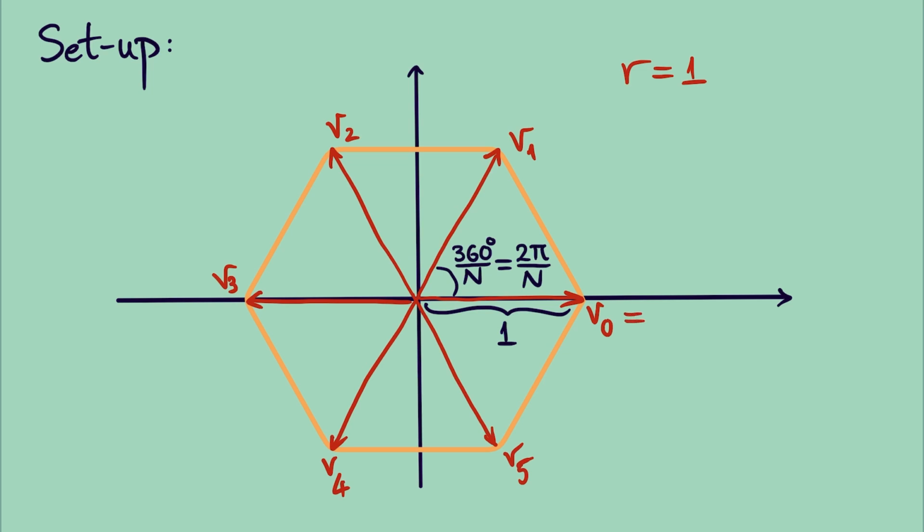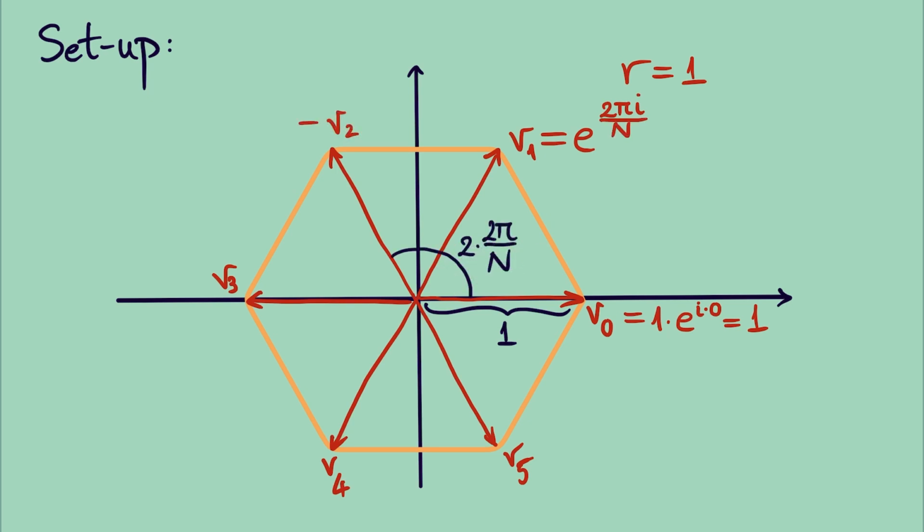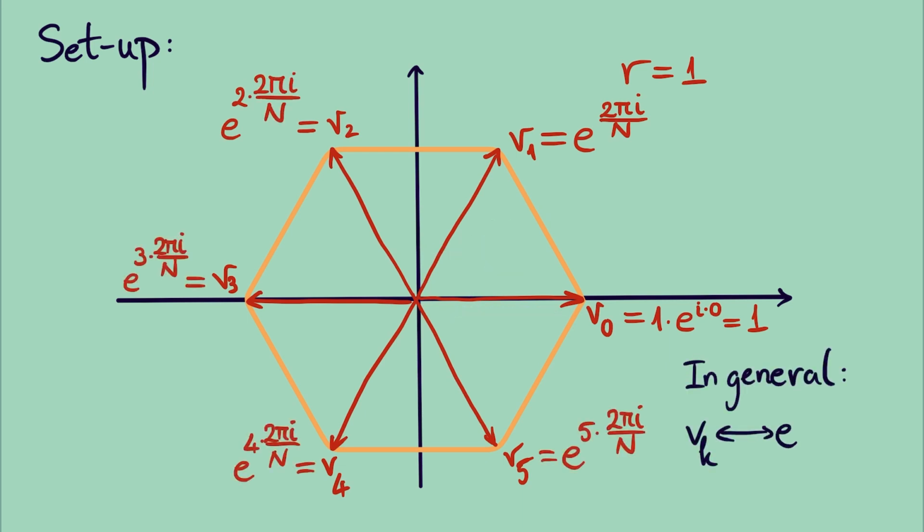So the vertex v0 can be described by the number 1 times e to the i times 0, which is just 1. And similarly, vertex v1 is 1 times e to the 2 pi i over n. Vertex v2 is 1 times e to the 2 times 2 pi i over n, and so on, simply raising e to the corresponding multiple of 2 pi i over n.